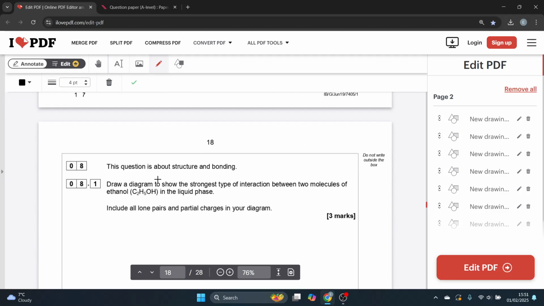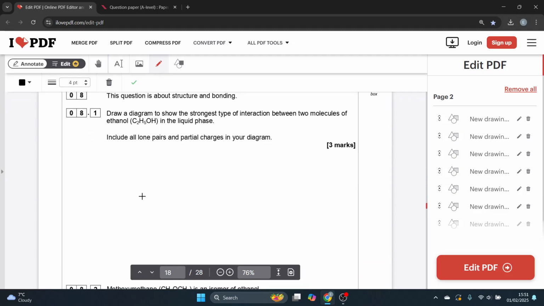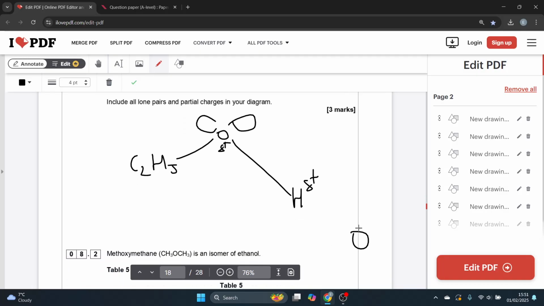Question 8. Draw a diagram to show the strongest type of interaction between two molecules of ethanol, C2H5OH. Obviously, I'm going to show the oxygen with that delta negative, and it's got this H plus. And then I draw another molecule of this, which has also got this H plus, and it's also got this C2H5. And there we go, there's attraction to the lone pair. And that's it. Delta negative, two lone pairs of electrons, there H plus. Attraction to this lone pair of electrons on oxygen, which is delta negative, should show that as well.